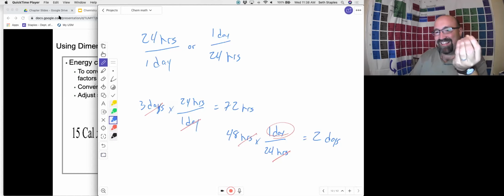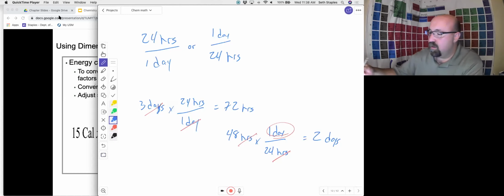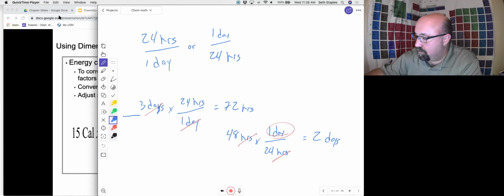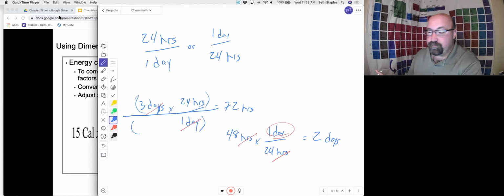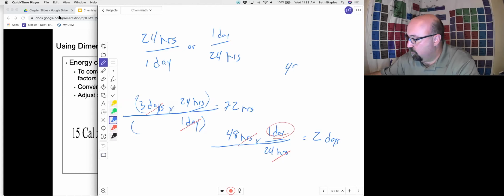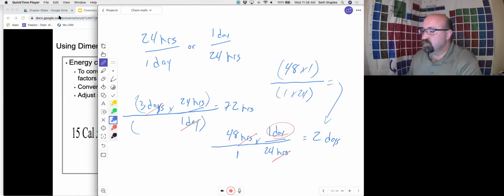And so when you're doing these conversion factors, when you get to the point of actually calculating using dimensional analysis, you take everything that's up top, multiply that through, then everything down bottom, multiply that through, and then you divide them. And so in this example here, I would have had 48 times 1, all divided by, and you can sort of view this as a 1 if that's helpful to you, 1 times 24, and we get our 2. So multiply through everything up top, multiply through everything down bottom, and then divide.